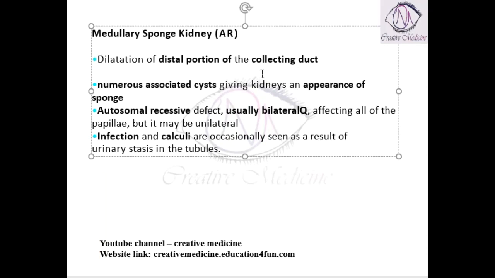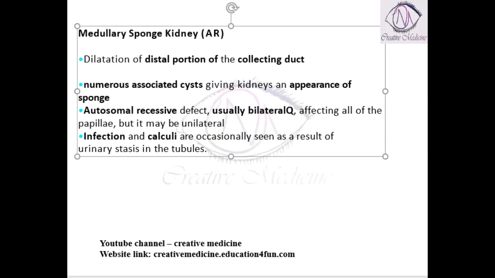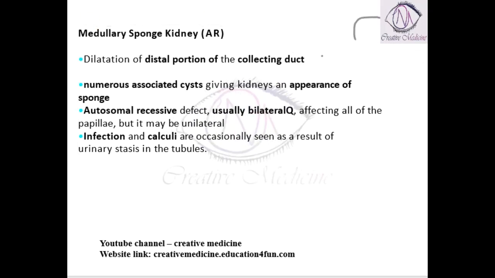Because of this distal collecting duct dilatation and the presence of many cysts, the kidneys take on the appearance of a sponge. So it is called medullary sponge disease. Here in the kidneys, lots of cysts are seen, which gives rise to a sponge-like structure, and the collecting duct is the one which is mainly dilated in this section.